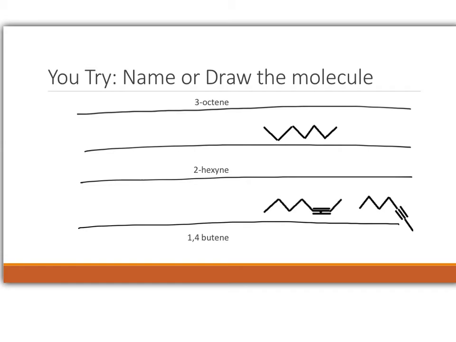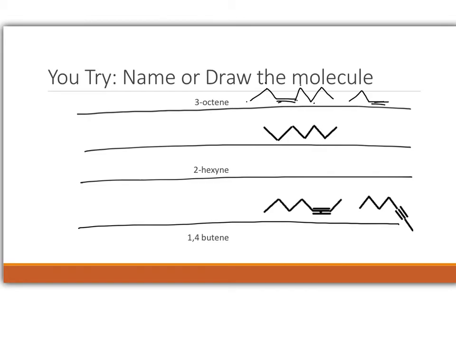Alright, so first one. If I have words, I go to my prefix first. Oct tells me I have 8 carbons. Go to my suffix next. Ene tells me that I'm going to have a double bond, and then I look at the number. There's going to be a double bond at the 3rd position. So I've got 1, 2, 3, double bond. There's my 4th carbon. 5, 6, 7, 8. Double check. 1, 2, 3, 4, 5, 6, 7, 8. We're good. Okay, this one also can be drawn the other way.